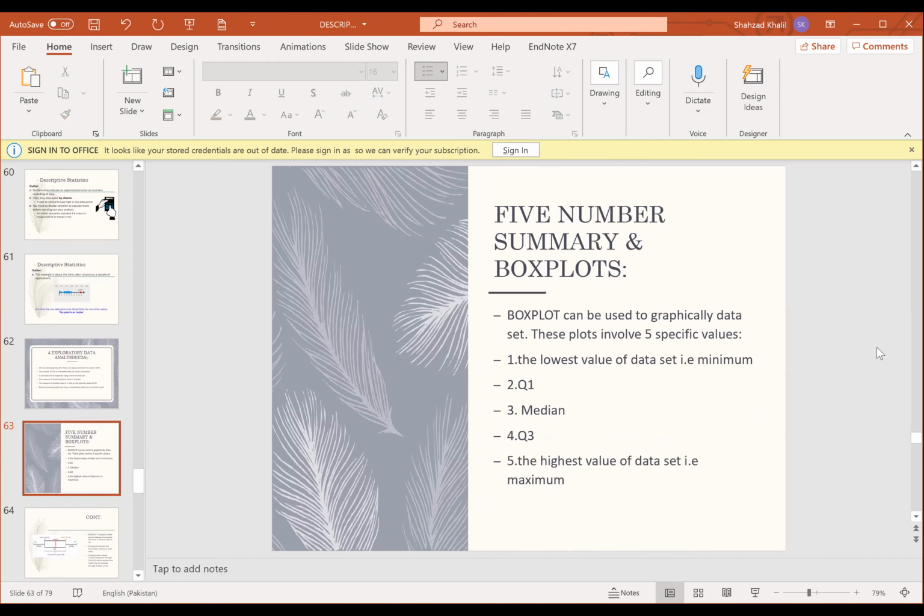There are five number summaries and box plots. A box plot can be used to graphically represent a data set. These plots involve five specific values. Without these values, we won't be able to draw a box plot. What are those? Number one is the lowest value of the data set, which is the minimum. Then Q1, then Q2, which is the median, then Q3, and the highest value in the data set.